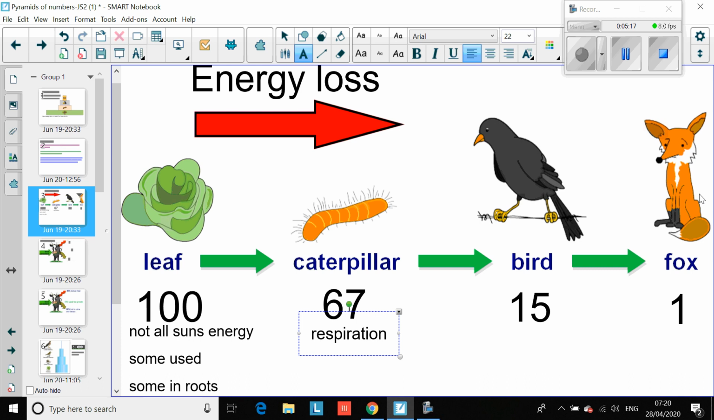being used up. Okay, right, so the first thing I'd like you to do is now add a list of how the energy is lost as you go up the food chain. So what sort of ways in which energy could be lost? Okay, pause the video once again and do that now, please.